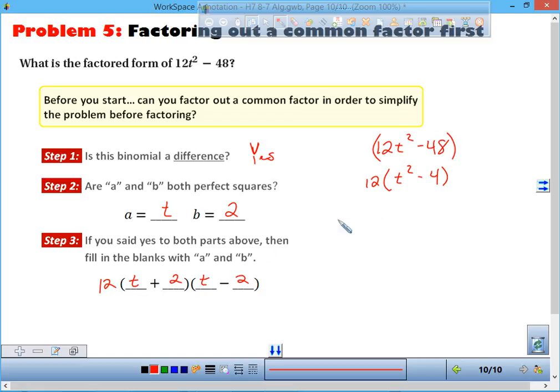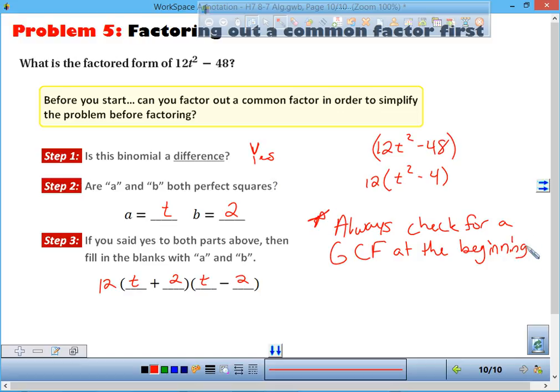So always, always, always check to see if there's a GCF at the beginning. If we don't, we could possibly end up getting it wrong or simplifying the problem wrong. Okay, so always check for that GCF at the beginning. That's it.